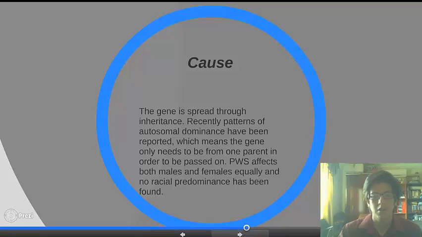Recently, patterns of autosomal dominance have been reported, which means the gene only needs to be from one parent in order to be passed on. Parkes-Weber syndrome affects both males and females equally, and no racial predominance has been found.